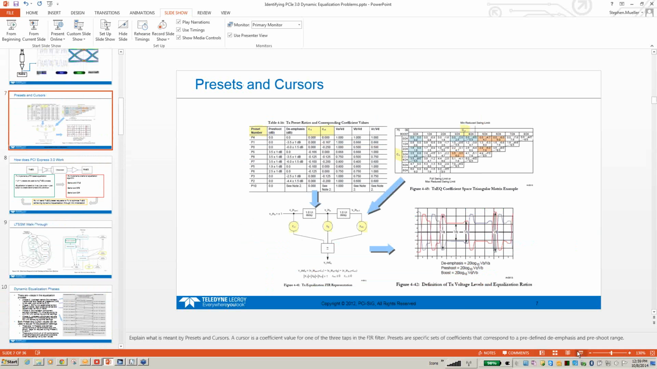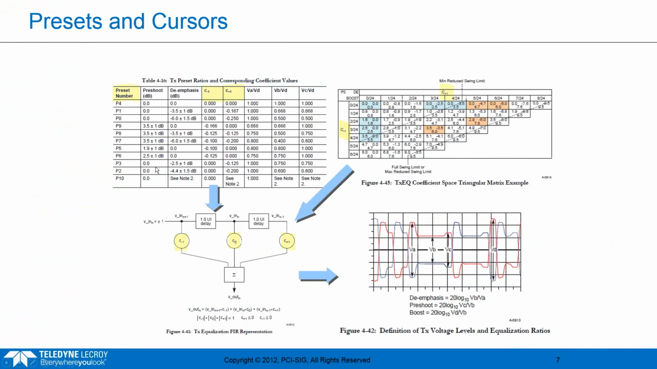So these are the different presets listed here. All these images are right out of the spec. For example, P0 is 0 dB pre-shoot and -6 plus or minus 1.5 dB de-emphasis. So that's what preset 0 always is. Now, the question is, do you want to use preset 0, or do you want to use preset 7, or do you want to use preset 4?